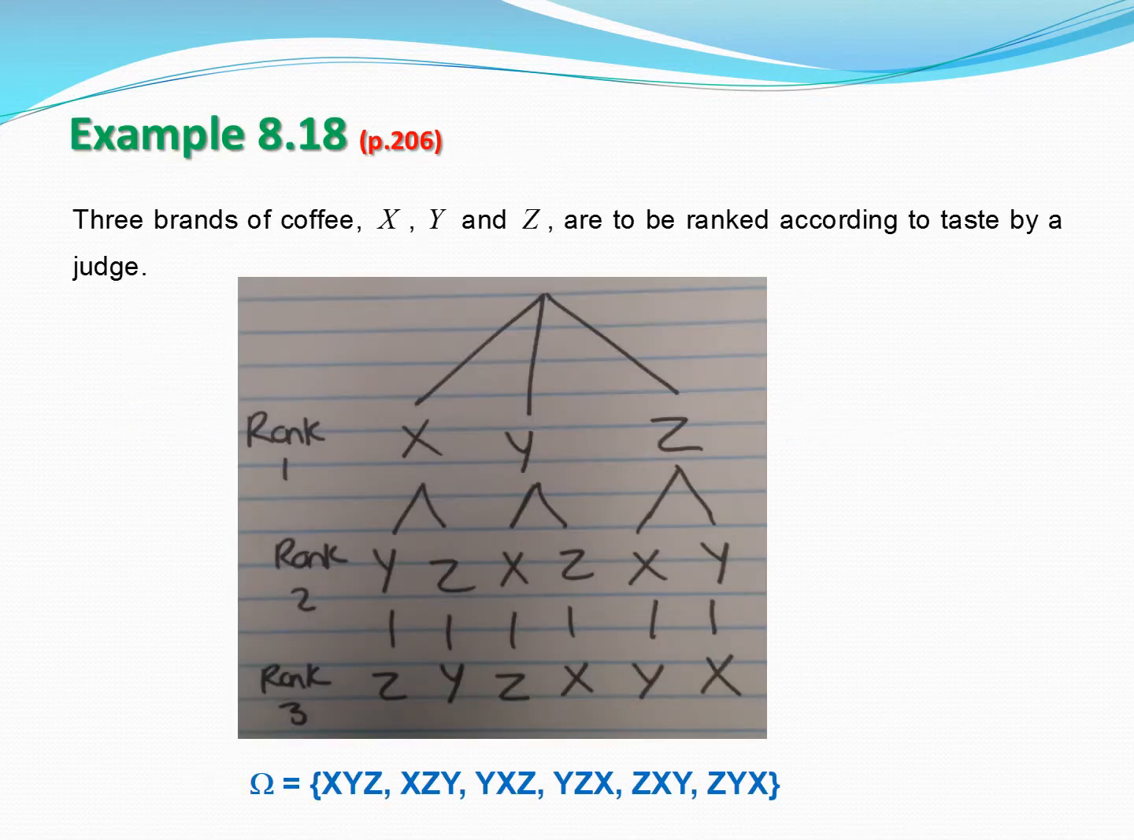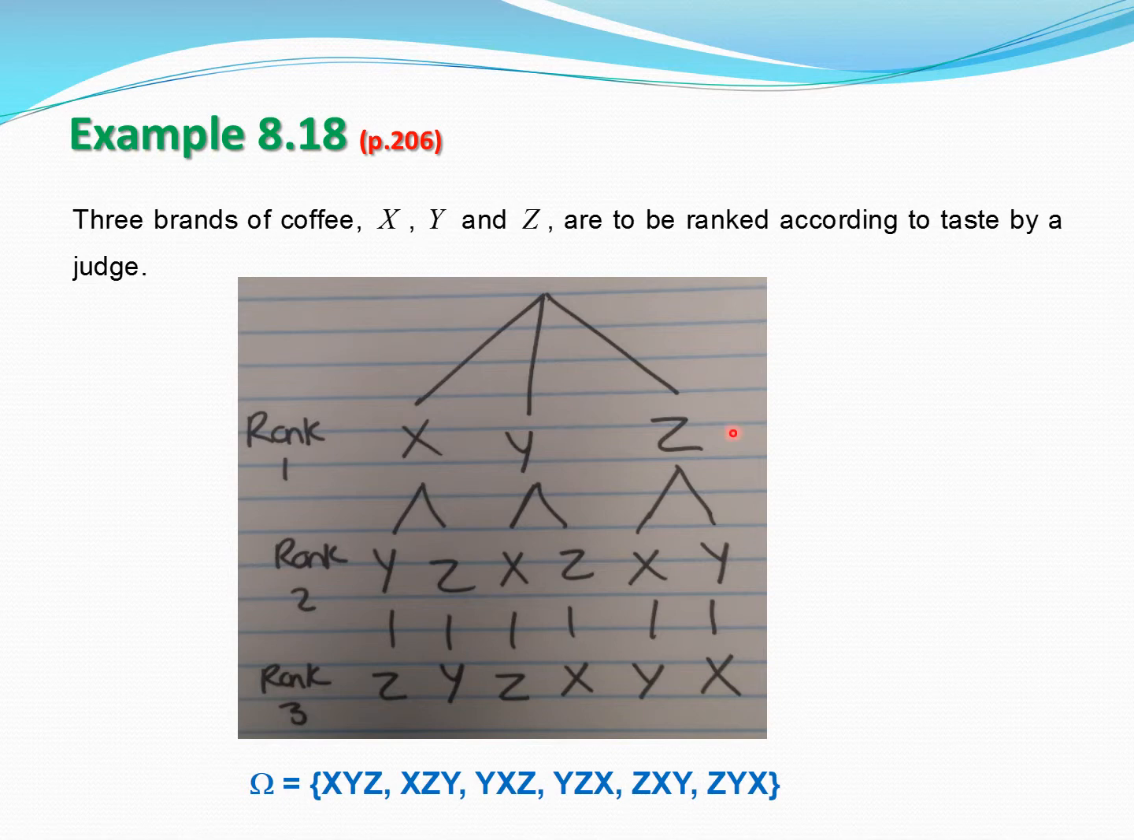In example 8.18, they tell you that 3 brands of coffee, X, Y, and Z, are to be ranked according to taste by a judge. So if we draw a tree diagram, we can get the outcomes in our sample space, because we are going to need that to calculate the probabilities.